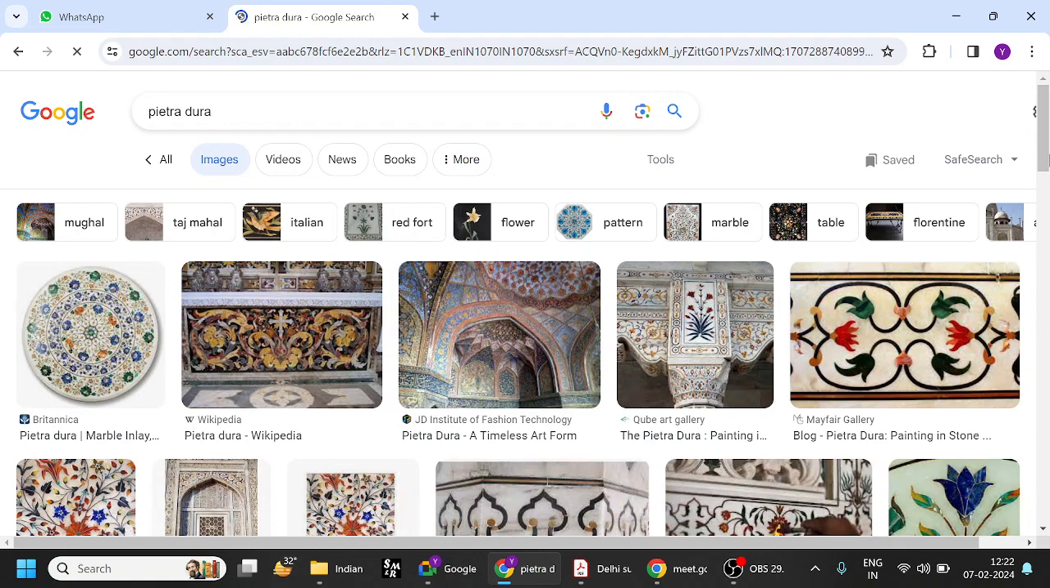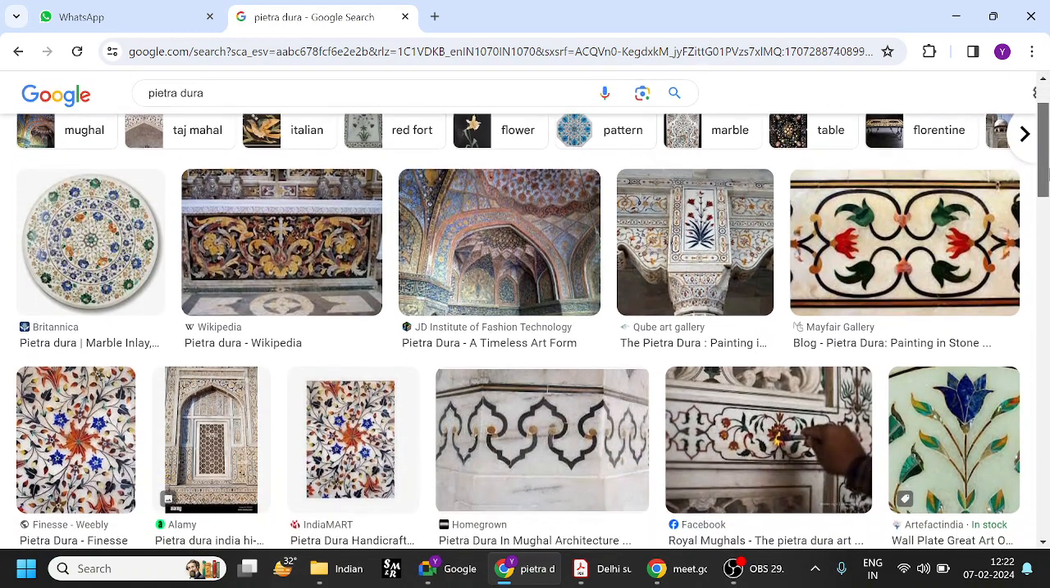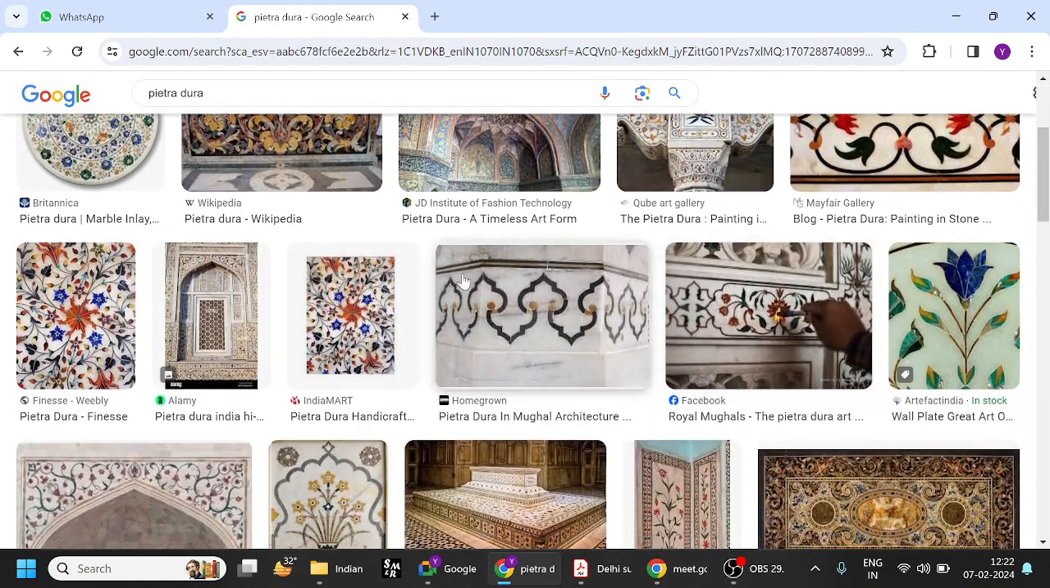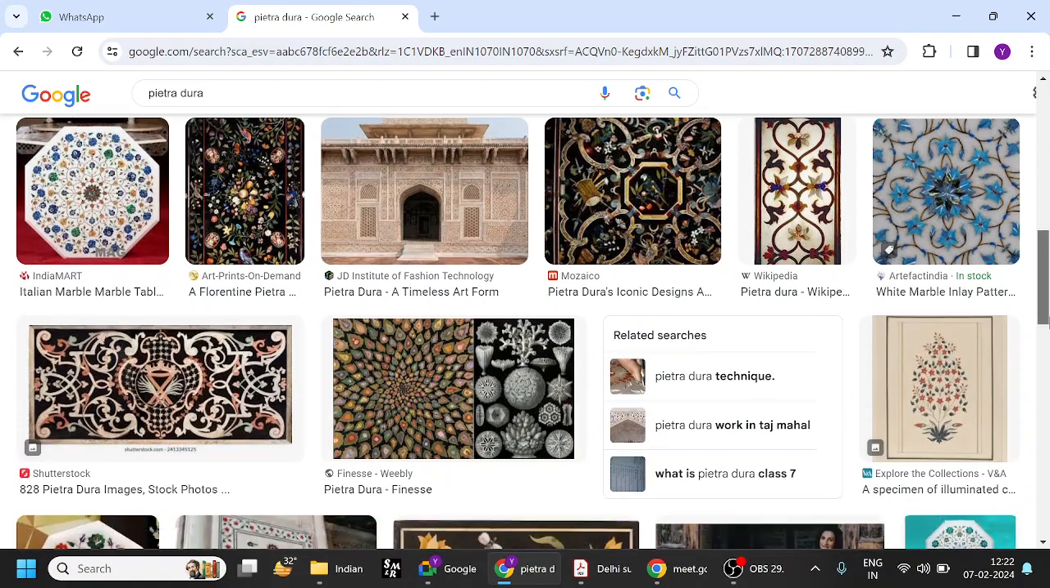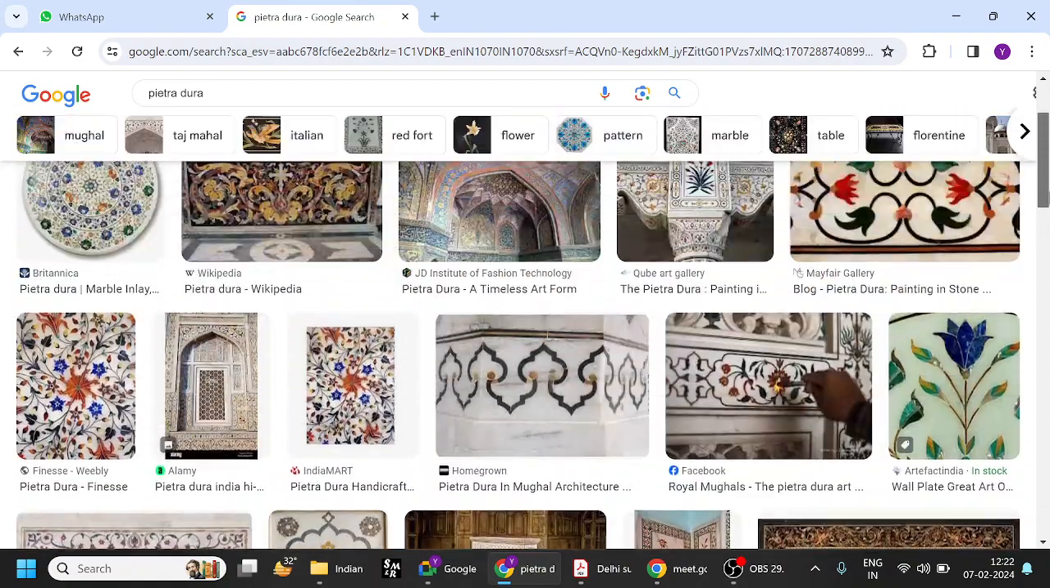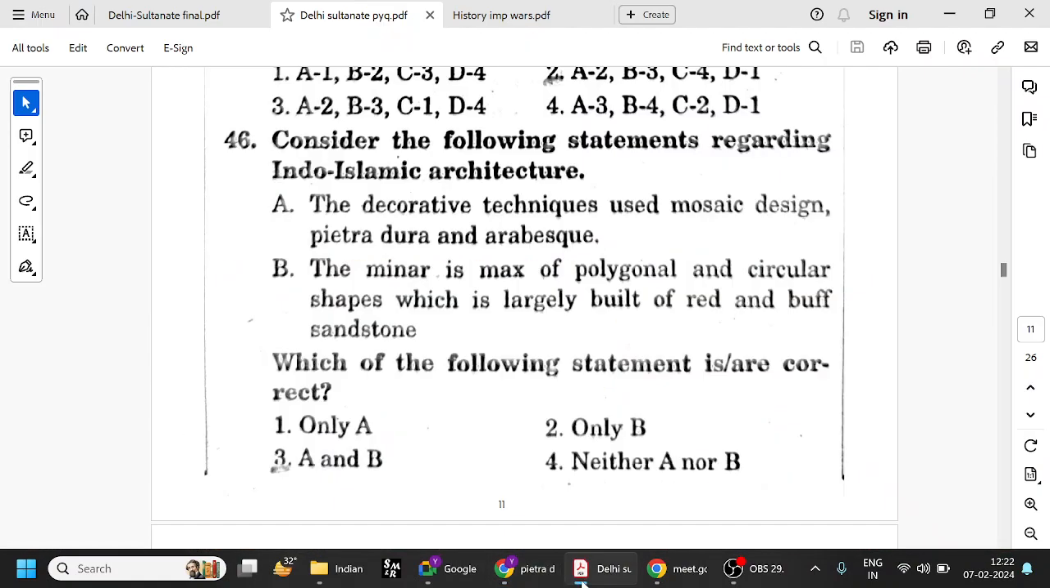All these things you can see in most of the Delhi Sultanate and Mughal architecture. You have the marble base, and on that floral designs are engraved. That is called the Pietra Dura technique. Very famous, very important for the Persian style of architecture.